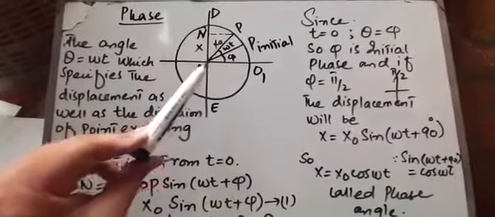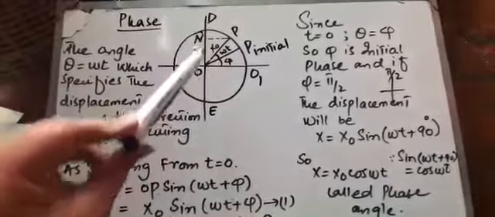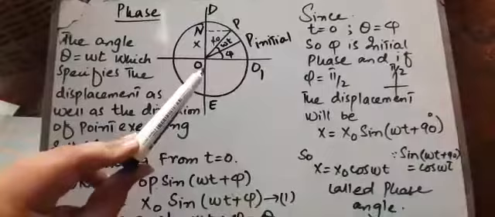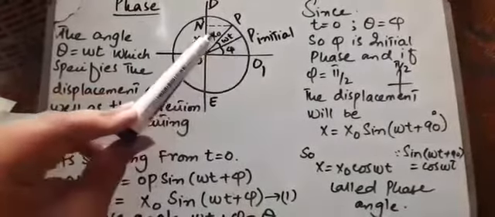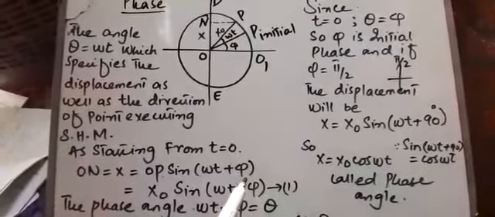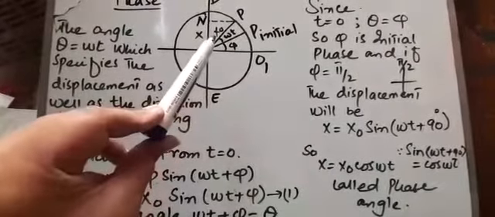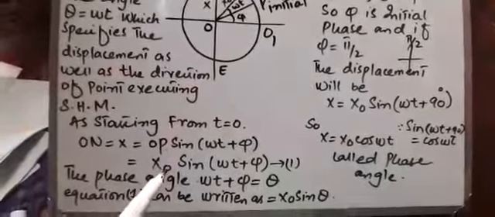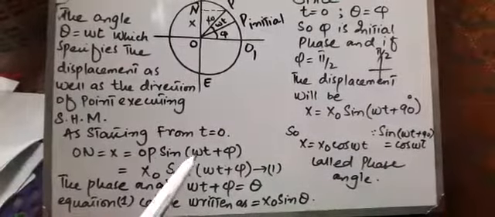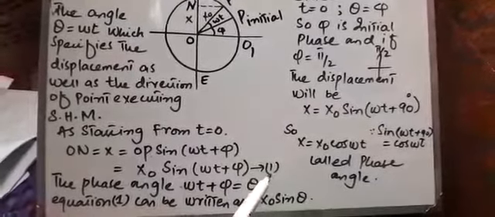This object will go from this position towards D and come back to O. When it goes from O to D, it will make a combined angle that is omega t plus phi. In the figure, it is clear that OP is equal to x naught. So I have put OP equal to x naught sine of omega t plus phi. I have named this equation number 1.